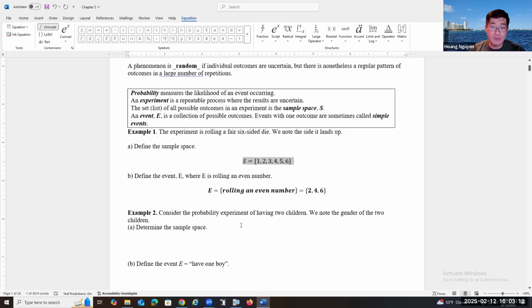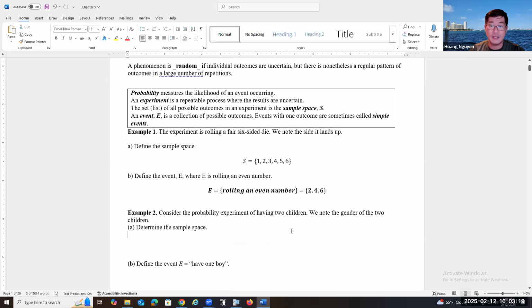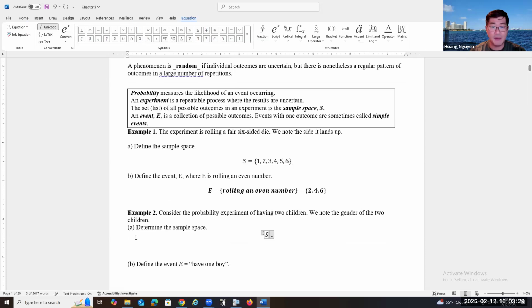Consider the probability experiment of having 2 children. So a couple decided to have 2 children. We know the genders of the 2 children could be a boy or a girl, right? So determine the sample space. The sample space is going to be the genders of the 2 children. So what are the possible genders of the 2 children, everyone?